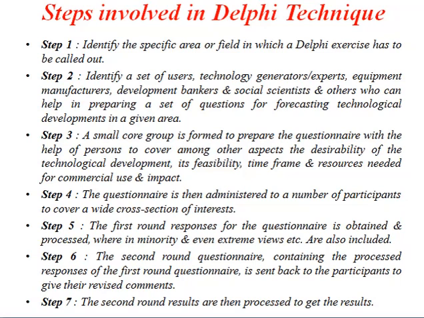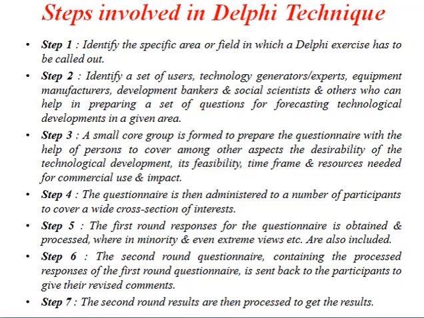Next, step 4: here we'll be considering the questionnaires. The questionnaires are then administered to a number of participants to cover a wide cross section of interests. This is another part where we'll be considering the different questionnaires and the number of participants, used to cover a wide cross section of interests. Now we'll go for step 5. Here the first round responses to the questionnaire are obtained and processed, wherein minority and even extreme views, etc., are also included.